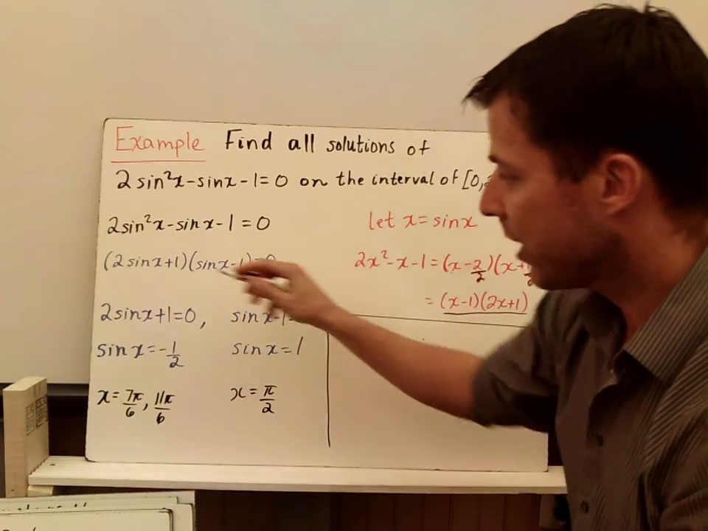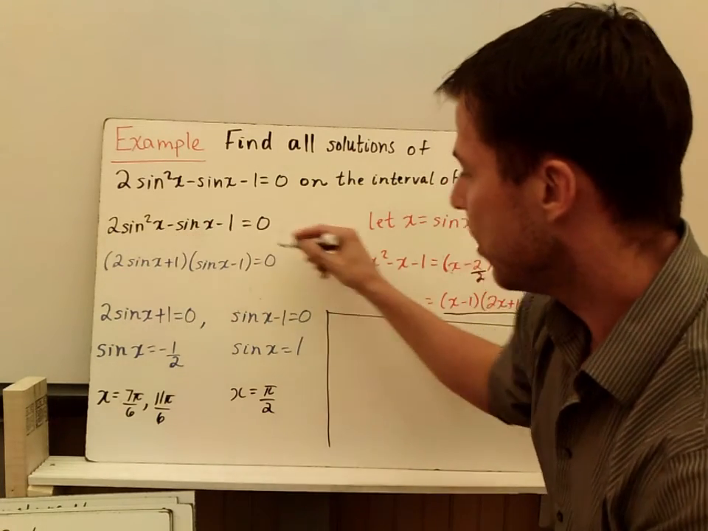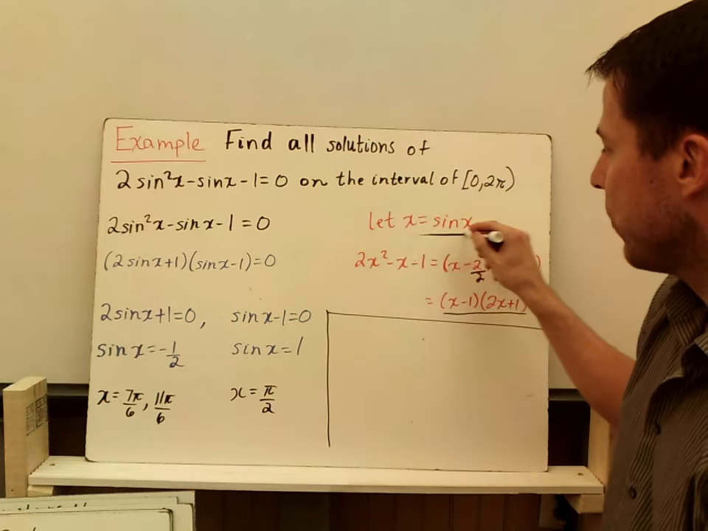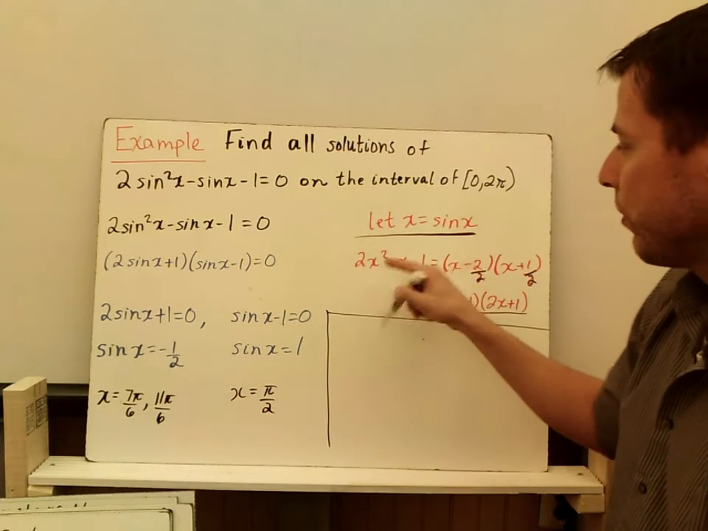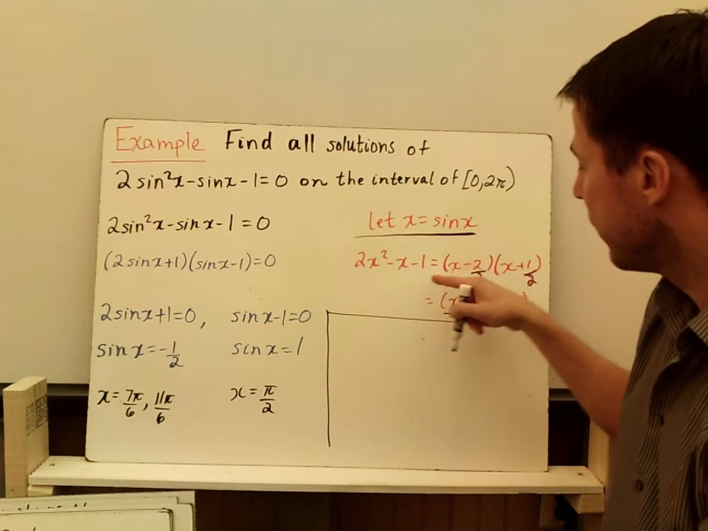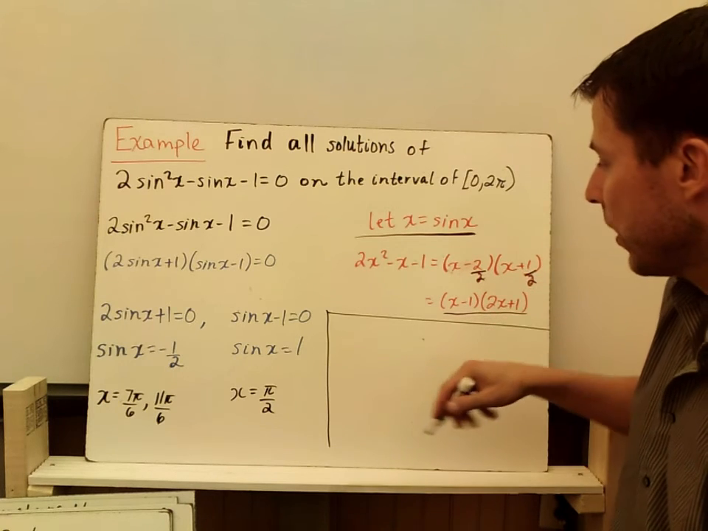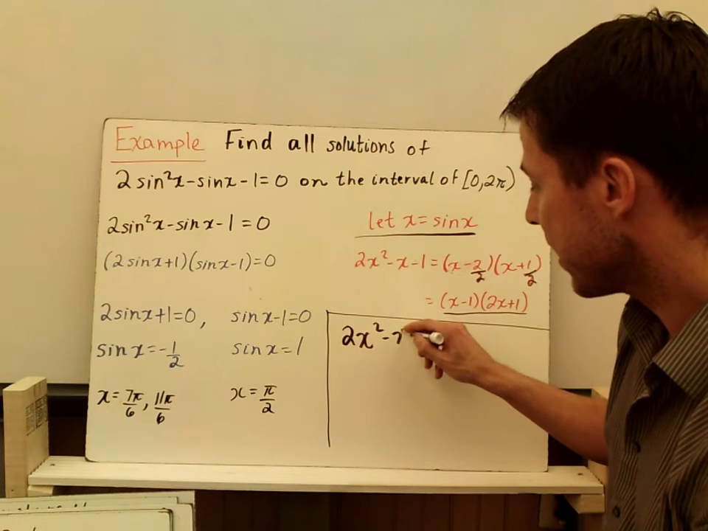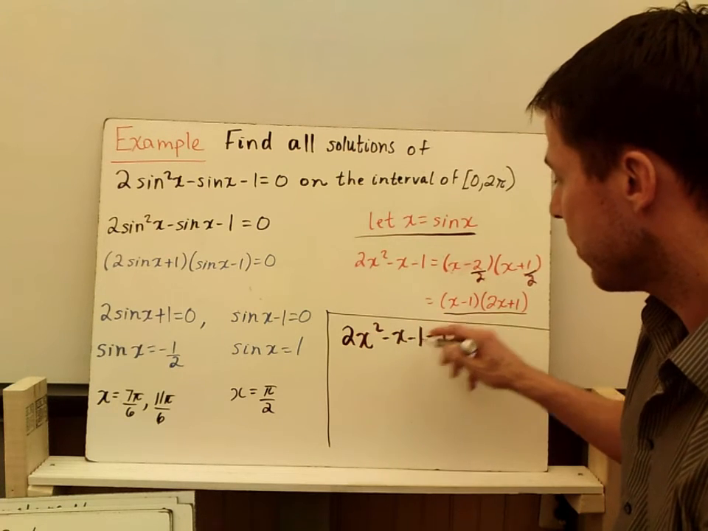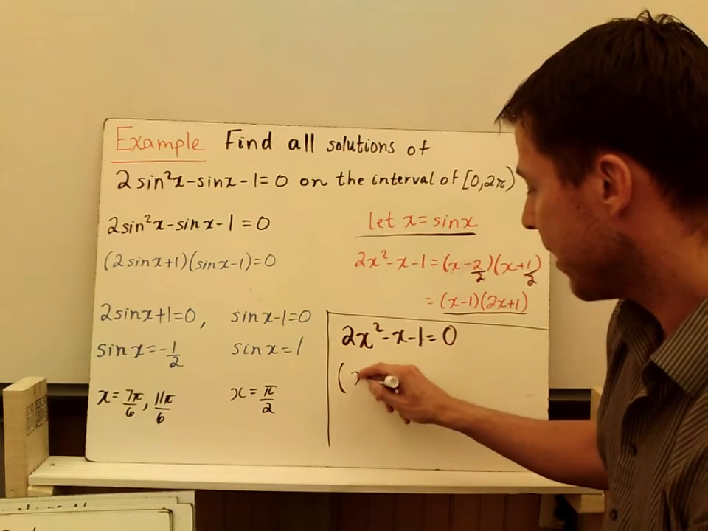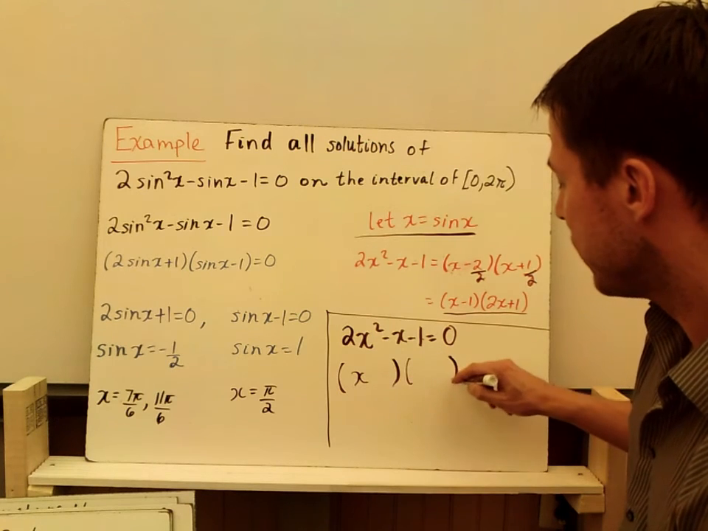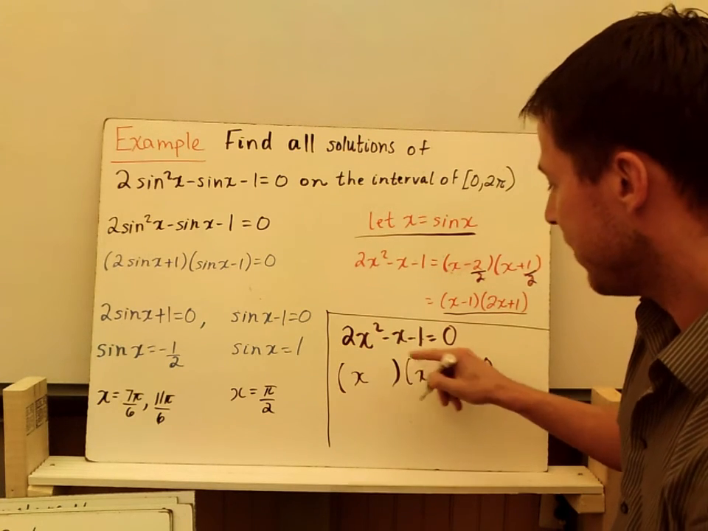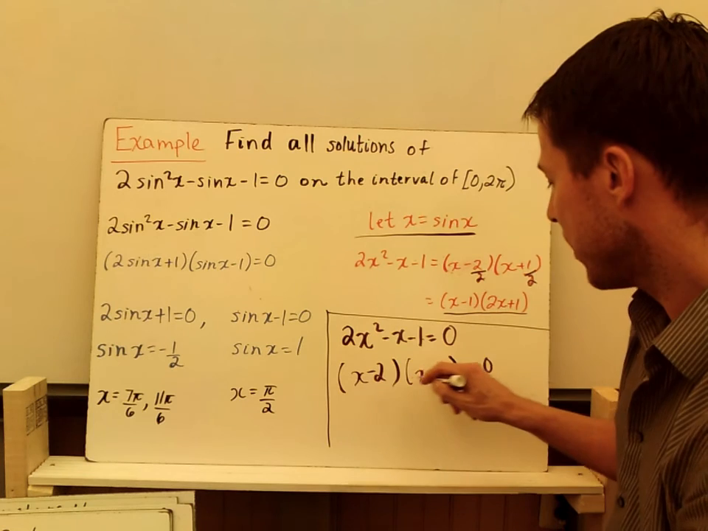Okay, keep in mind, think about that factoring here. When we let x equal sine x, that's a technique. And there's plenty of ways to factor this trinomial. I just chose to do it my way, and I went really quickly through that. So think about 2x squared minus x minus 1 equals 0. I'm looking for 2 numbers that multiply to be negative 2 and add to be negative 1. That's minus 2 plus 1.